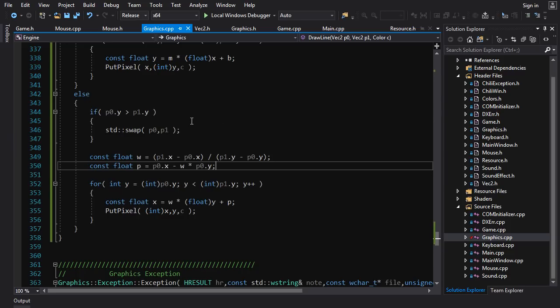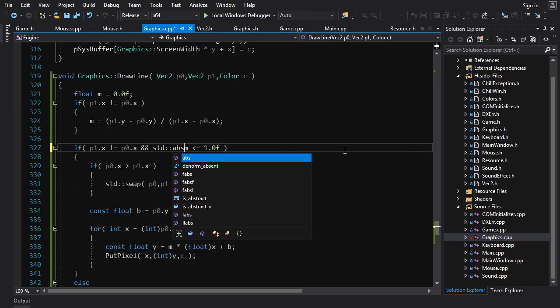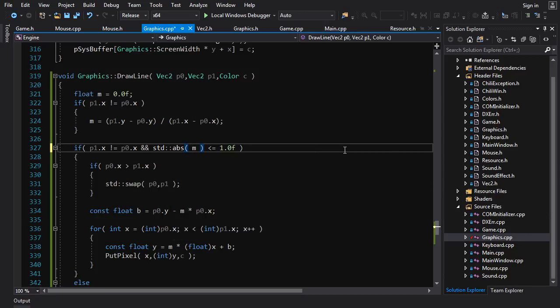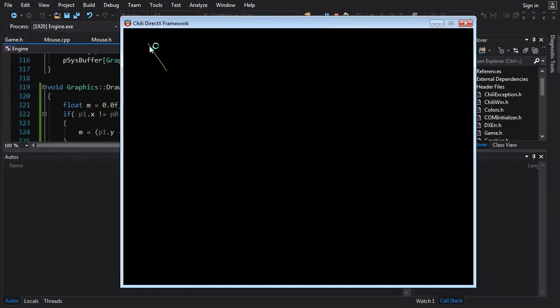So how do we solve that? Well, we're doing m less than or equal to 1, but that means that negative 50 will work. We don't want that, because negative 50 is also a steep slope. It's just a steep slope in the opposite direction. So what we want to do is compare the absolute value of the slope, and see if that is less than 1. That will give us better results. So yeah, there's always one thing that you do that messes it up.